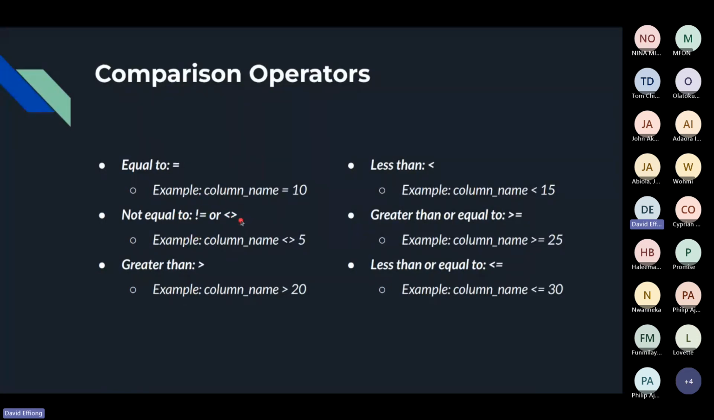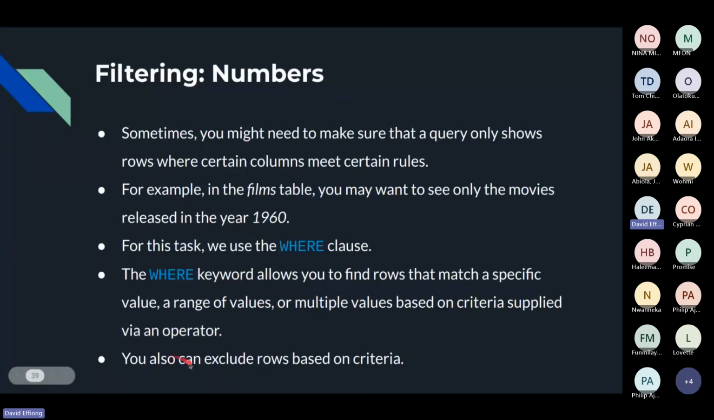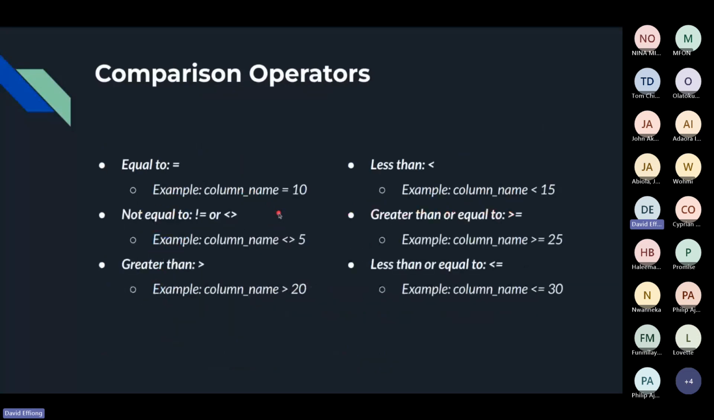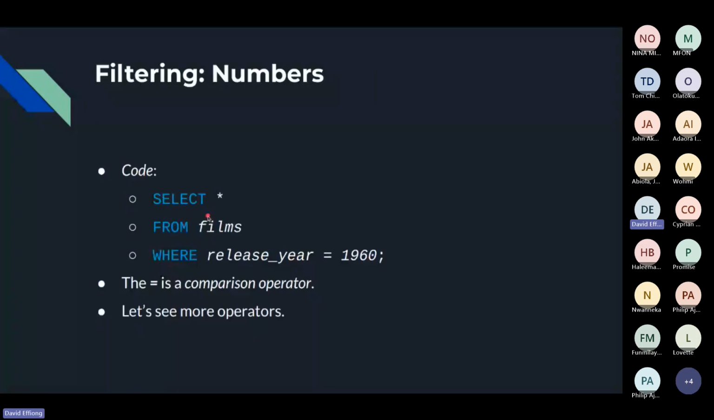So if I go back to this place where I said you can exclude based on criteria, and you want to view all the movies that came out in all the years except 1960, that's where you would use this operator. So in this place, you add an exclamation mark, and it's going to give you all the movies that came out in all the years except the year 1960.